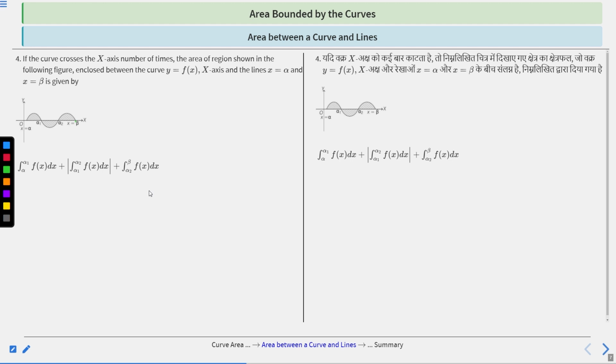You can keep in mind that we will always take the magnitude, right? If it is positive, then the magnitude will be positive itself. And if it is negative, then the magnitude will again be positive, right? So you have to keep in mind that, regardless of which region the area is lying in, we have to take the magnitude always, the magnitude of the integral that we will calculate.